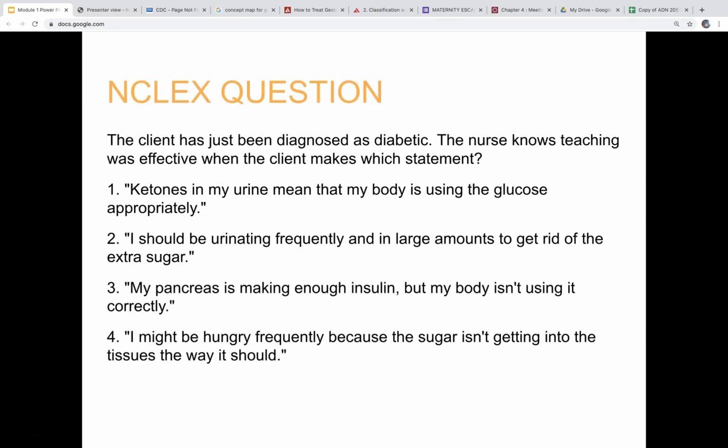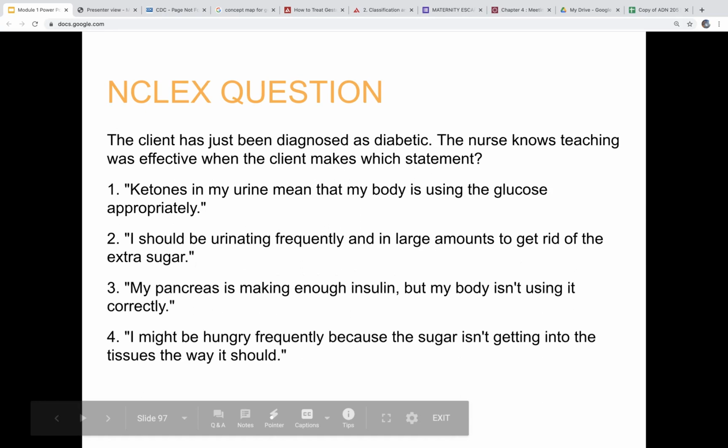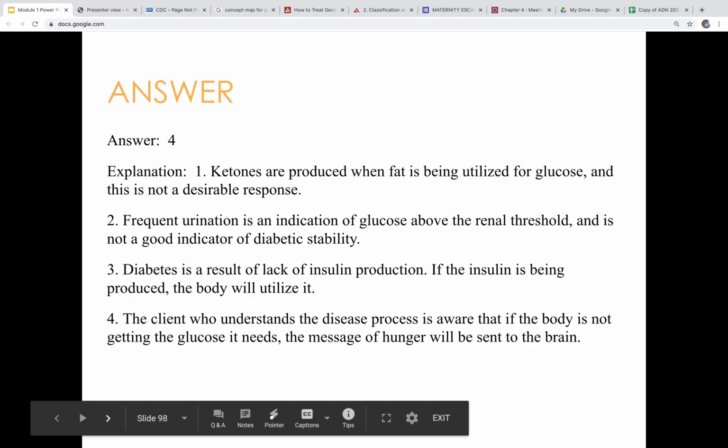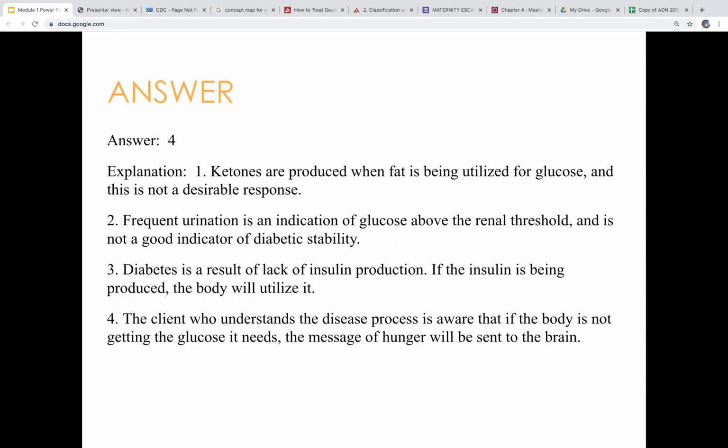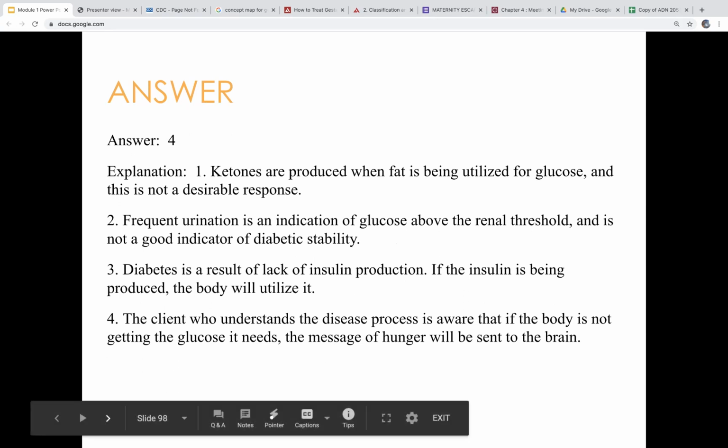The client has just been diagnosed as diabetic. The nurse knows teaching was effective when the client makes which statement? Go ahead and pause. And you should say 4, and I'm going to allow you to pause this if you want to read through the rationales.